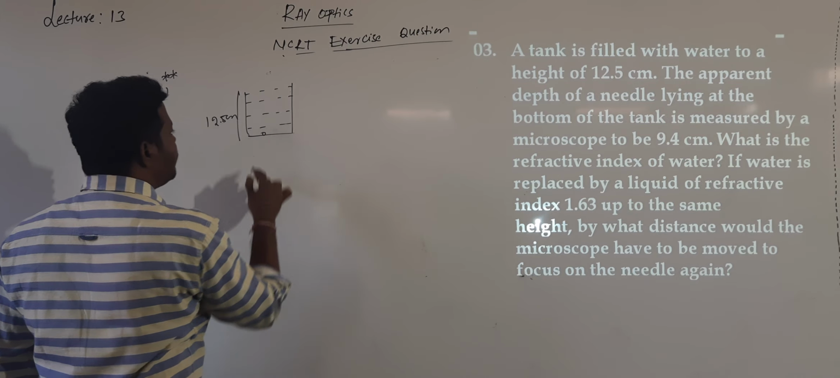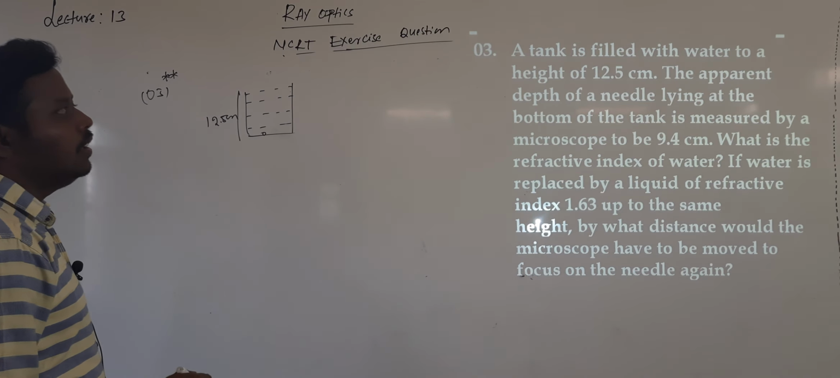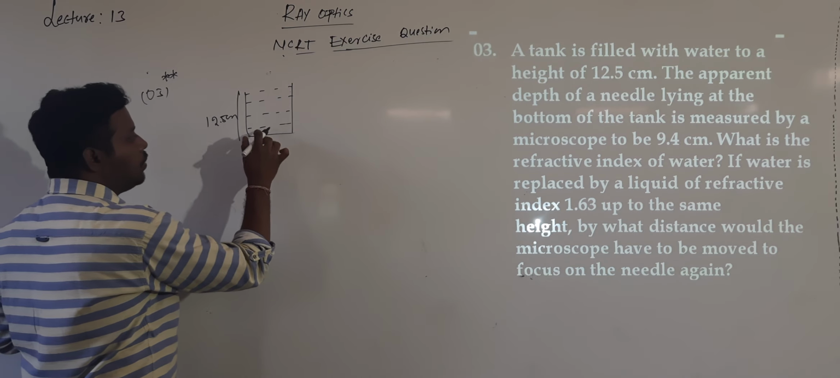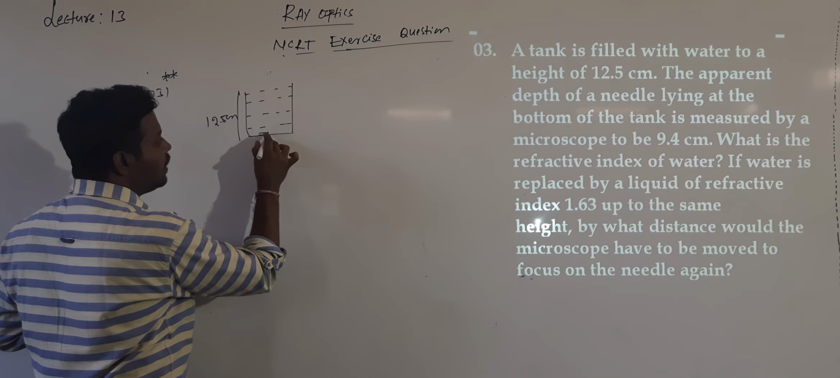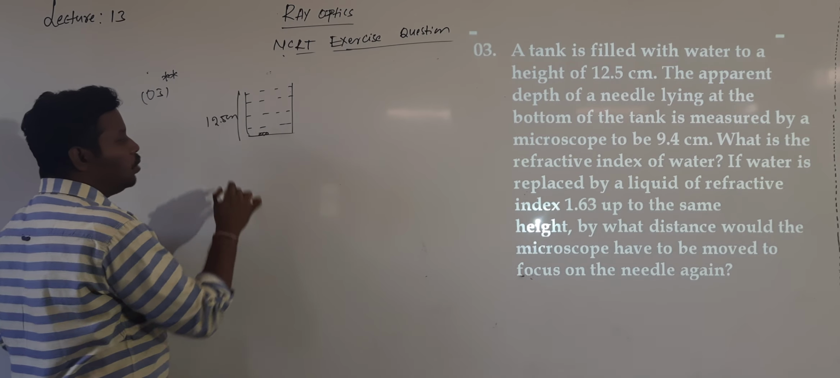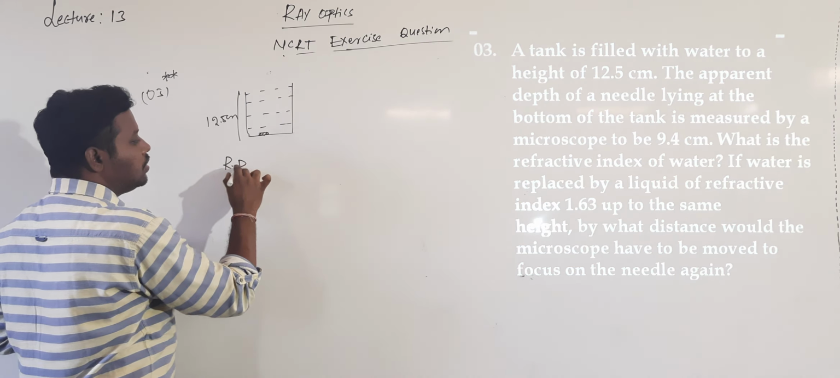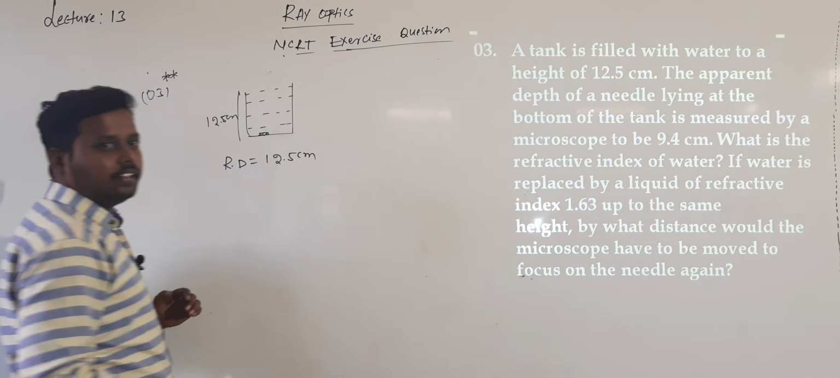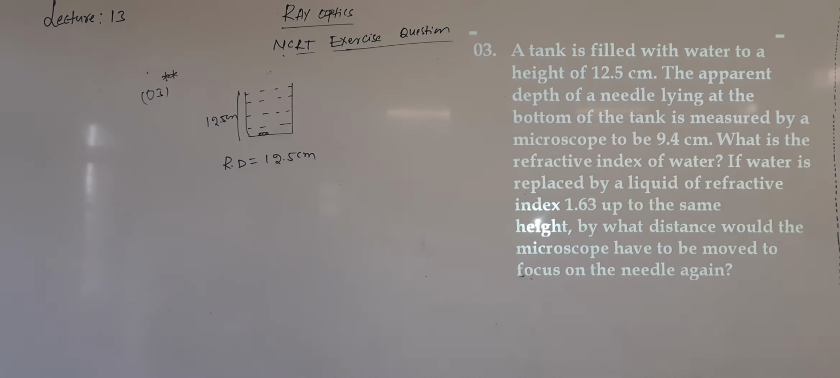So it is 12.5 centimeters. The apparent depth of the needle: one needle was there at the bottom. What is that needle's real depth value? So the real depth is 12.5. Correct? The real depth of the needle is 12.5 centimeters.